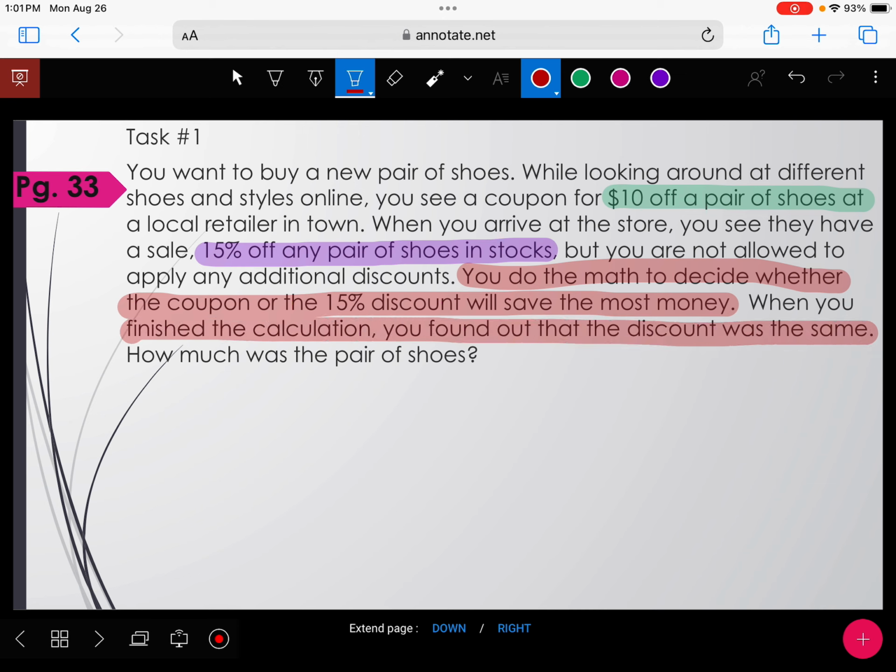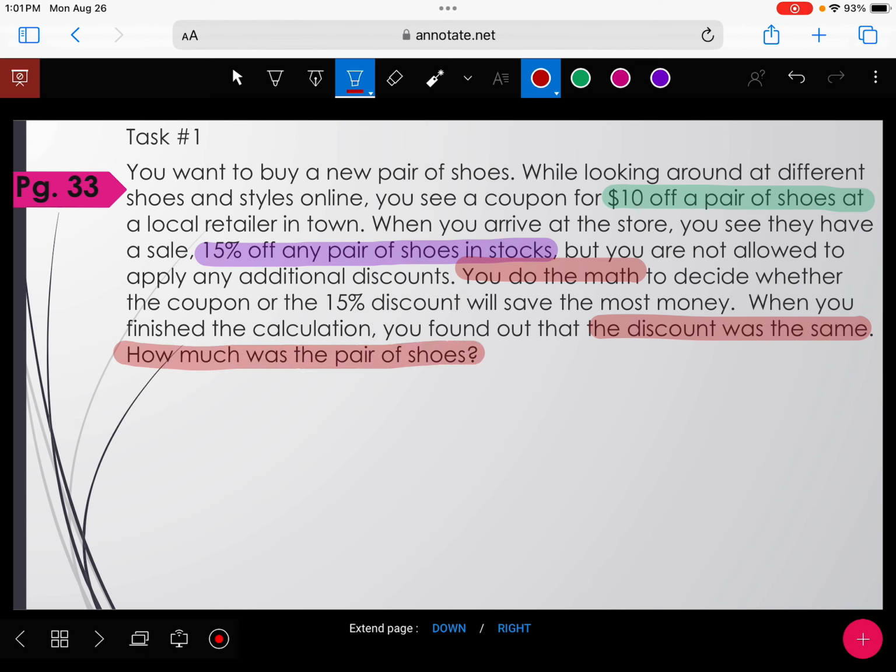Okay, that is too much highlight. We're going to fix that. You do the math. The discount was the same. There we go. We want to know how much the pair of shoes was. So we know a $10 off discount is going to cost the exact same as 15% off. What is their normal retail price?